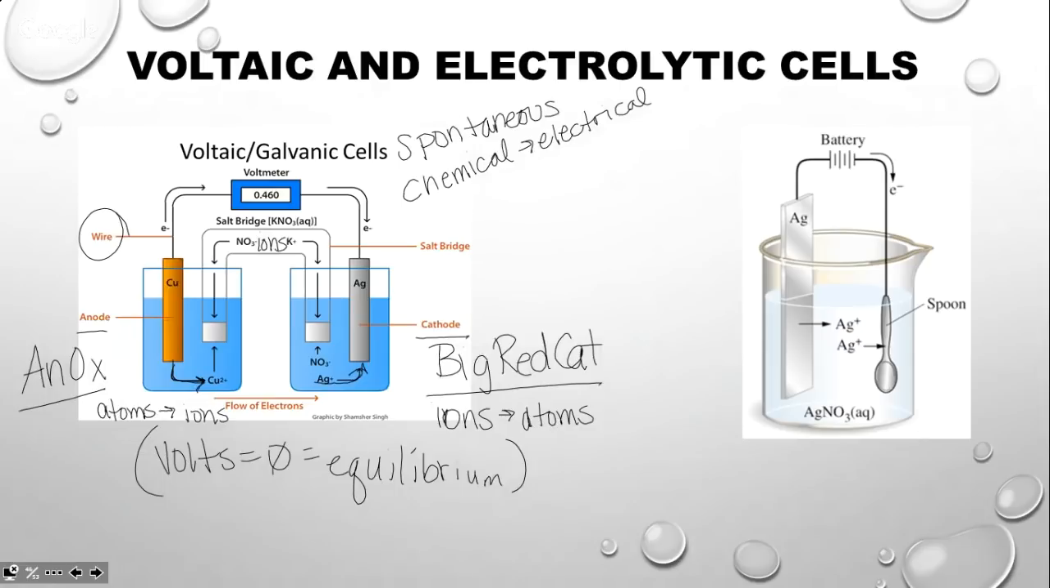A voltaic or galvanic cell is a battery. So we use this chemical reaction to provide us with electricity to power your phone or some other device that needs a battery, your flashlight, something like that.